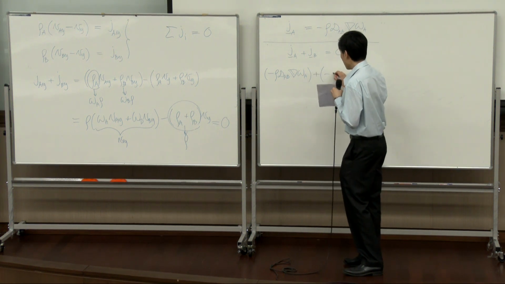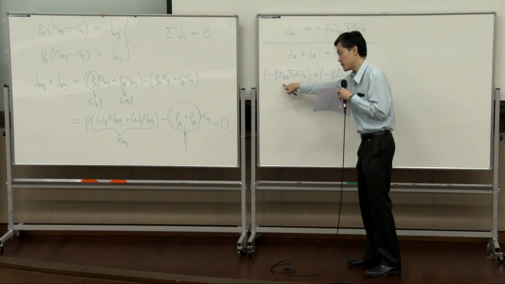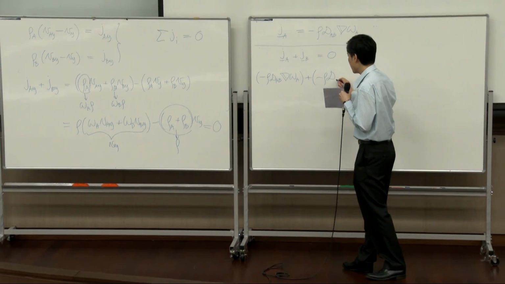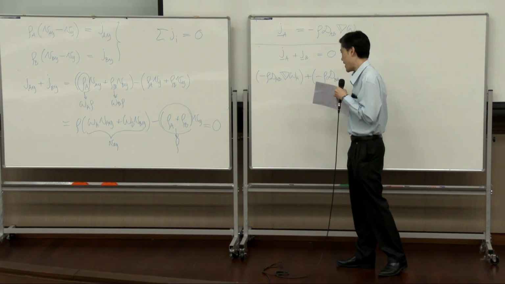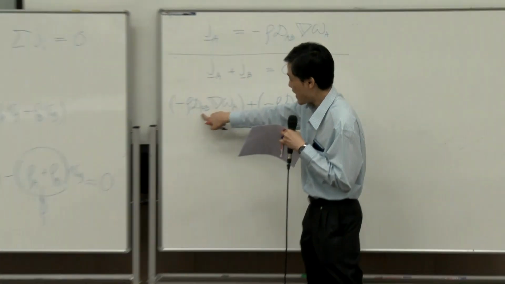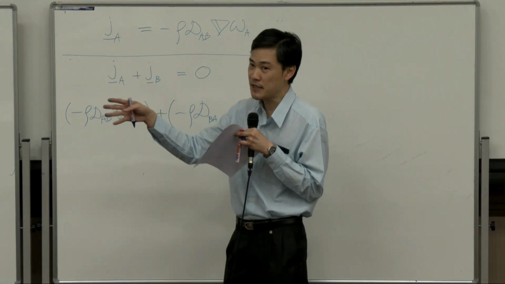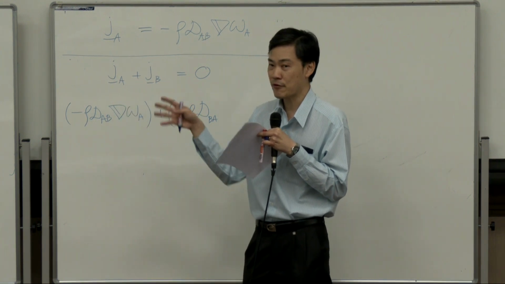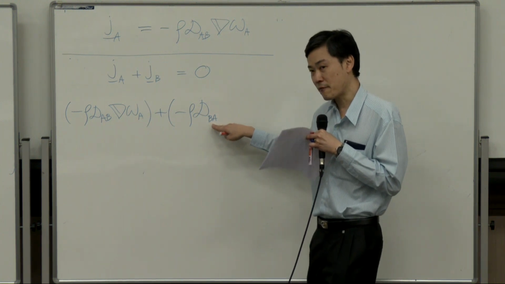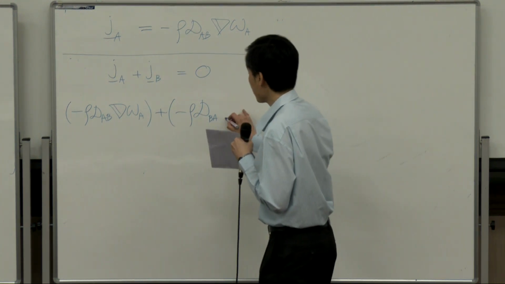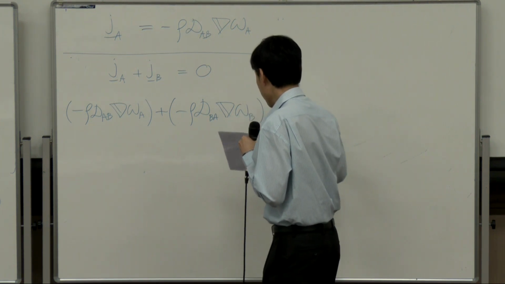For JB, that would be exactly the same, except that the diffusivity, this is called diffusivity by the way, would be the diffusivity of B in A. What does it mean, A in B and B in A? This is the diffusivity of A through the layer of B. So A is trying to squeeze itself through the crowd of B. This one would be the movement of B through the crowd of A. All right? Times del omega B. That's equal to 0.